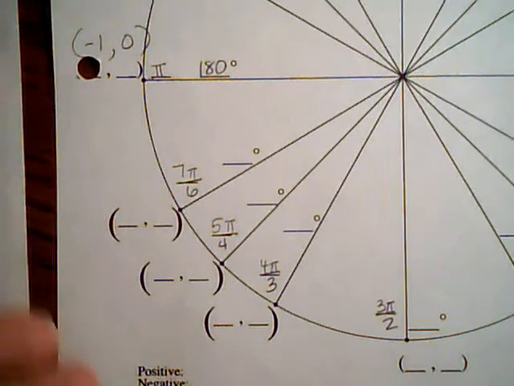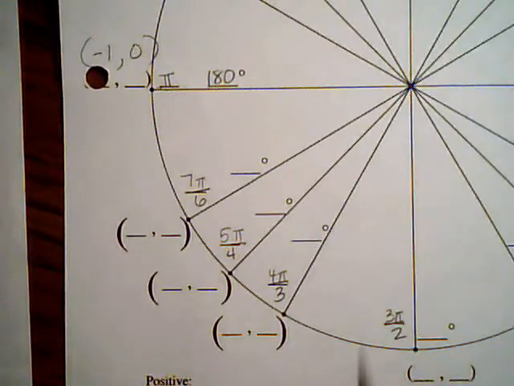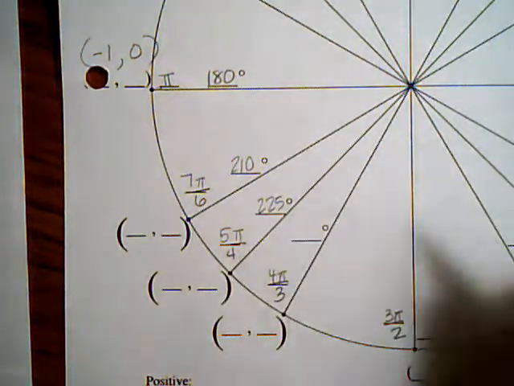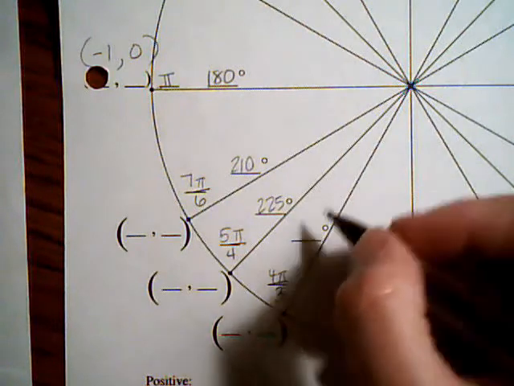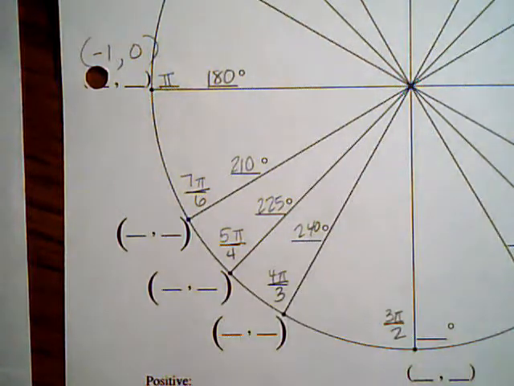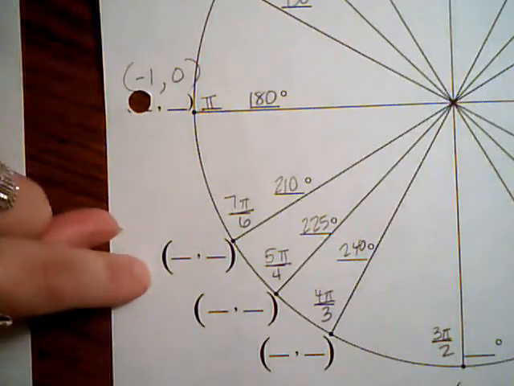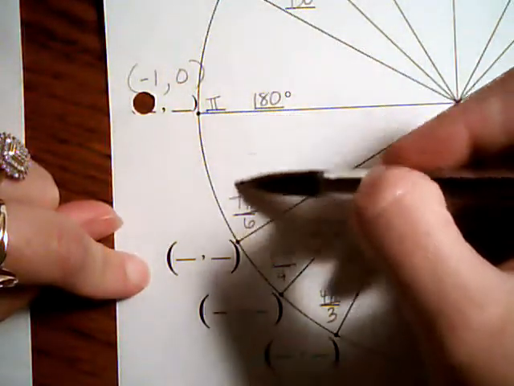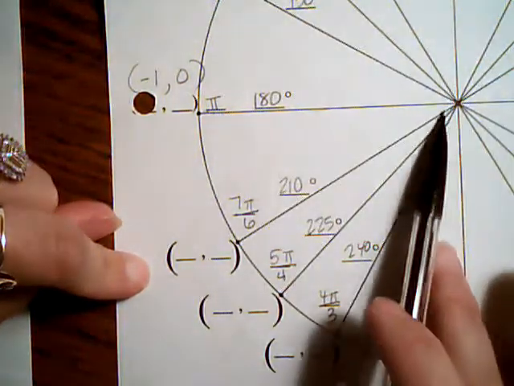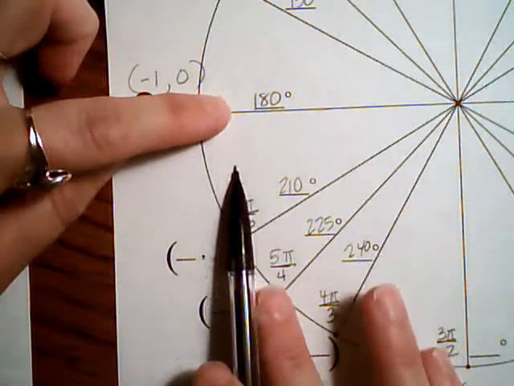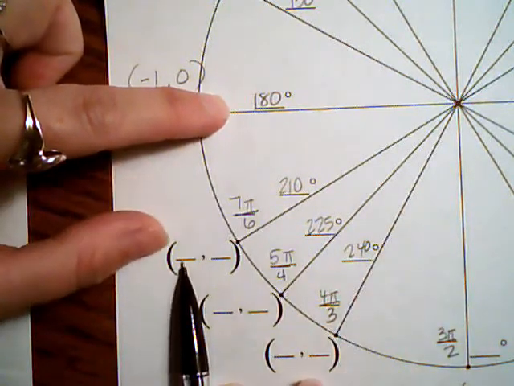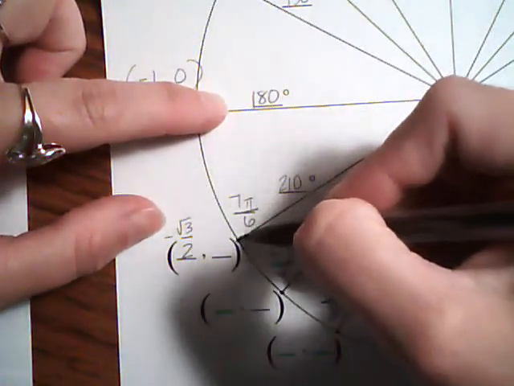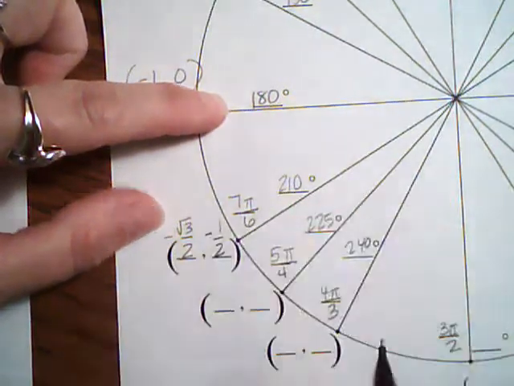If I have at 7 pi over 6, that's going to be 210 degrees. 5 pi over 4 is going to be 225 degrees. And 4/3 pi would be 240 degrees. Again, my values are going to be the same. Let's see if we can do it without the triangle. Okay, imagine your 30, 60, 90 triangle right here. The length of the long side and then the length of the short side. So the long side would be negative square root of 3 over 2. Short side would be 1/2, but it will also be negative.